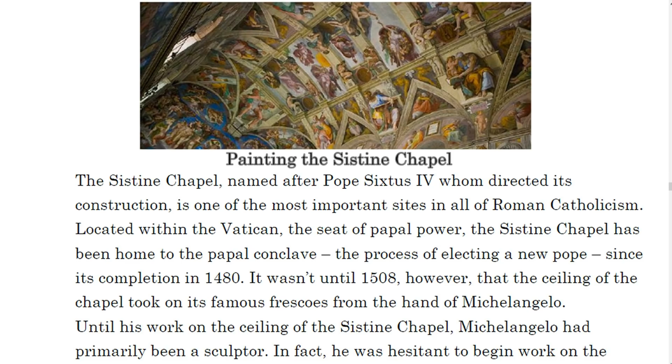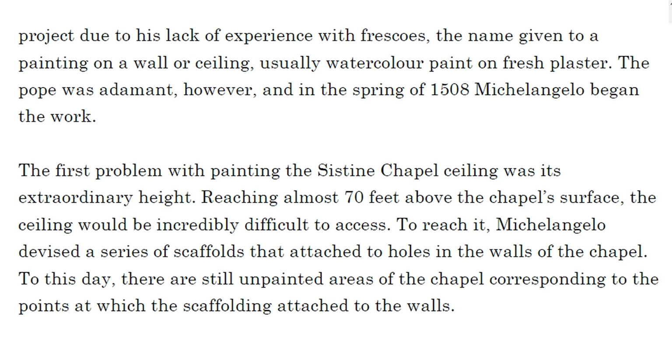It wasn't until 1508, however, that the ceiling of the chapel took on its famous frescoes from the hand of Michelangelo. Until his work on the ceiling of the Sistine Chapel, Michelangelo had primarily been a sculptor. In fact, he was hesitant to begin work on the project due to his lack of experience with frescoes, the name given to a painting on a wall or ceiling, usually watercolour paint on fresh plaster. The Pope was adamant, however, and in the spring of 1508, Michelangelo began the work.